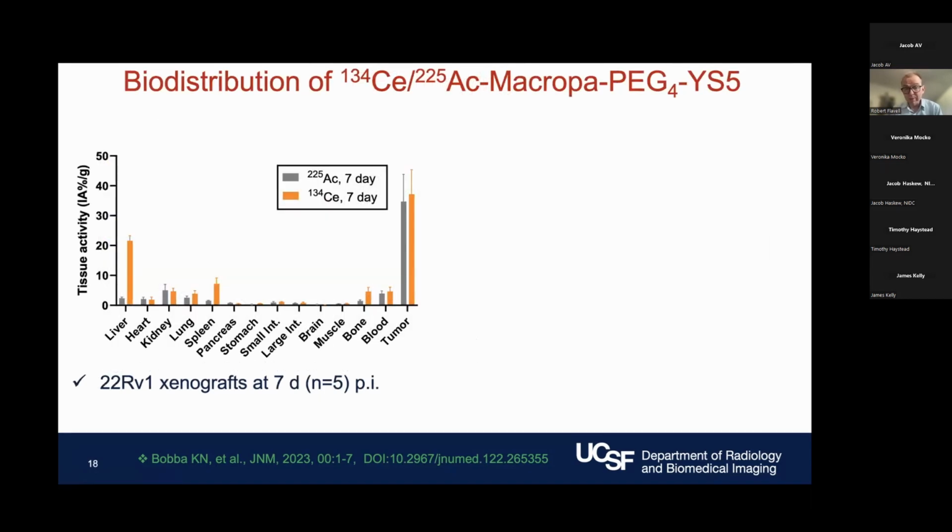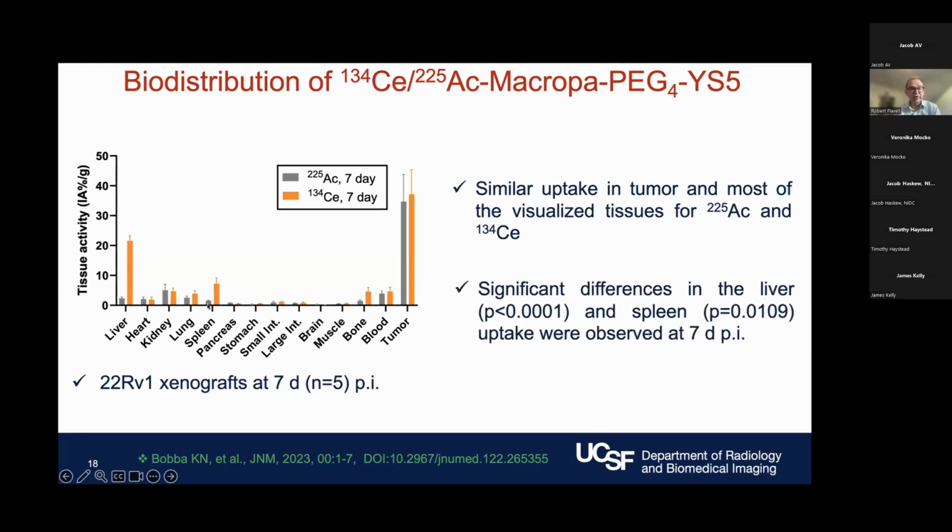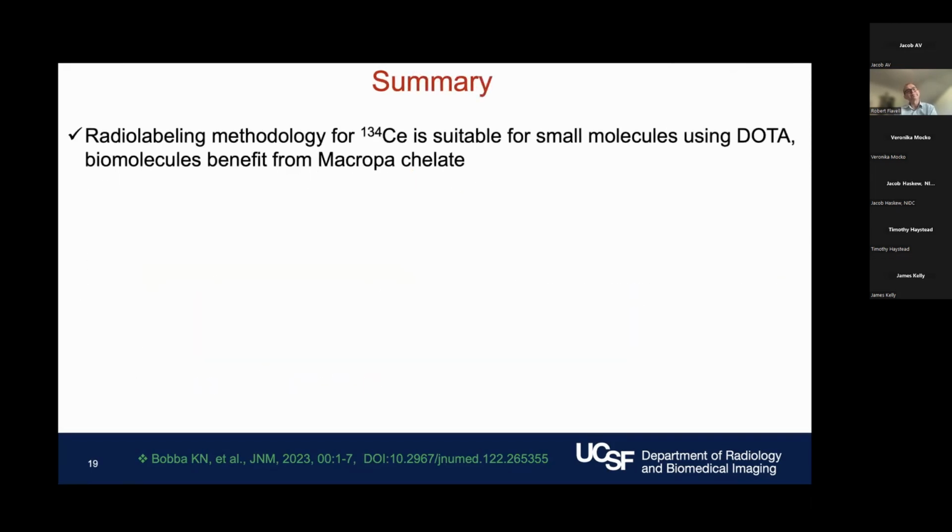We then went and compared the biodistribution of the Cerium-134 and actinium-225 Macropa PEG YS5 versions. And what we found is generally similar biodistribution across most tissues, and particularly in the tumor, with two notable exceptions, however, in both the liver and the spleen. So indicating that there certainly is some complexity here that we don't yet have a great answer for. But that being said, this does enable imaging of this Macropa conjugate with similar tumor uptake. So looking quite promising for this PET imaging purpose.